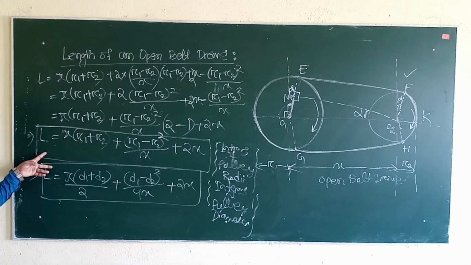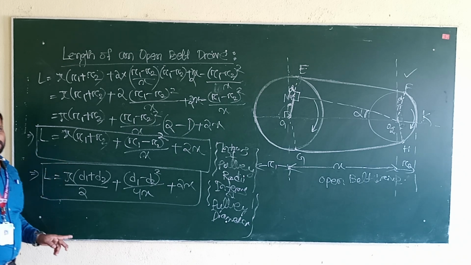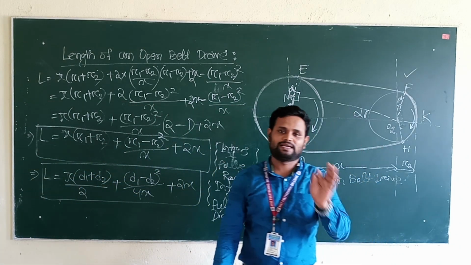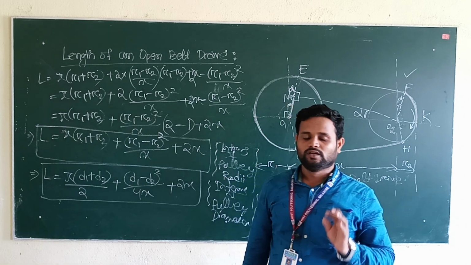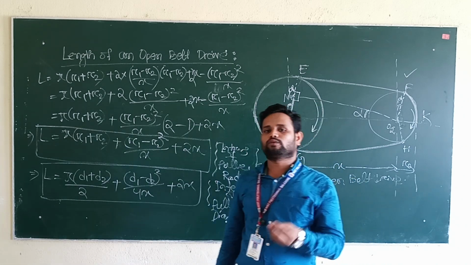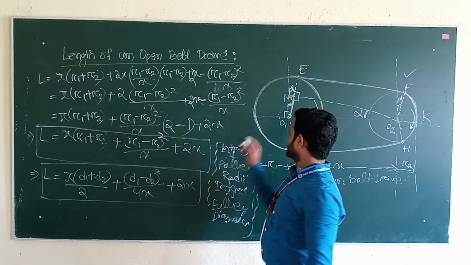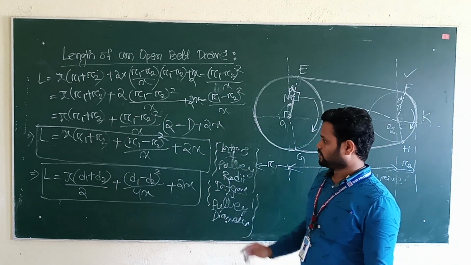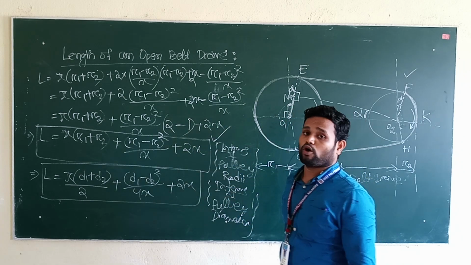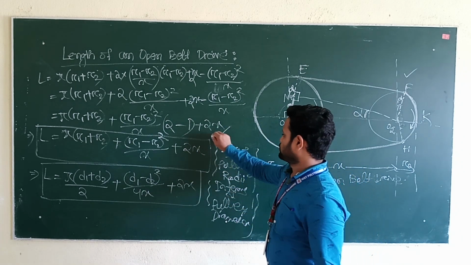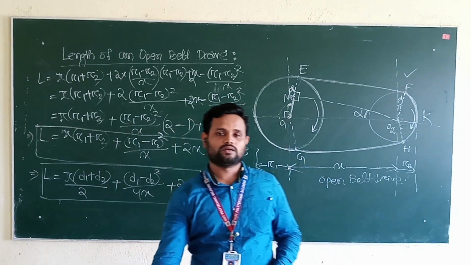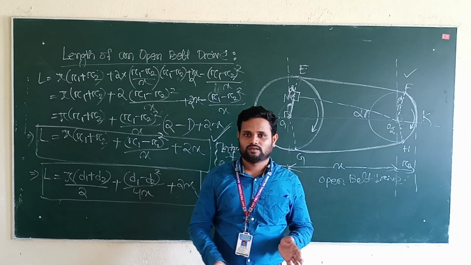So these are the two values of the length of an open belt drive, in case of pulley radius and in case of pulley diameter. This is the length of a belt in case of an open belt drive. In the next class, we will study the length of a belt in a cross belt drive. In case of cross belt drive, what is the length of a belt? We will calculate that in the next class. So in this class, we calculated the length of an open belt drive in terms of pulley radius and in terms of pulley diameter. I thought you all will understand this. Thank you for the class.